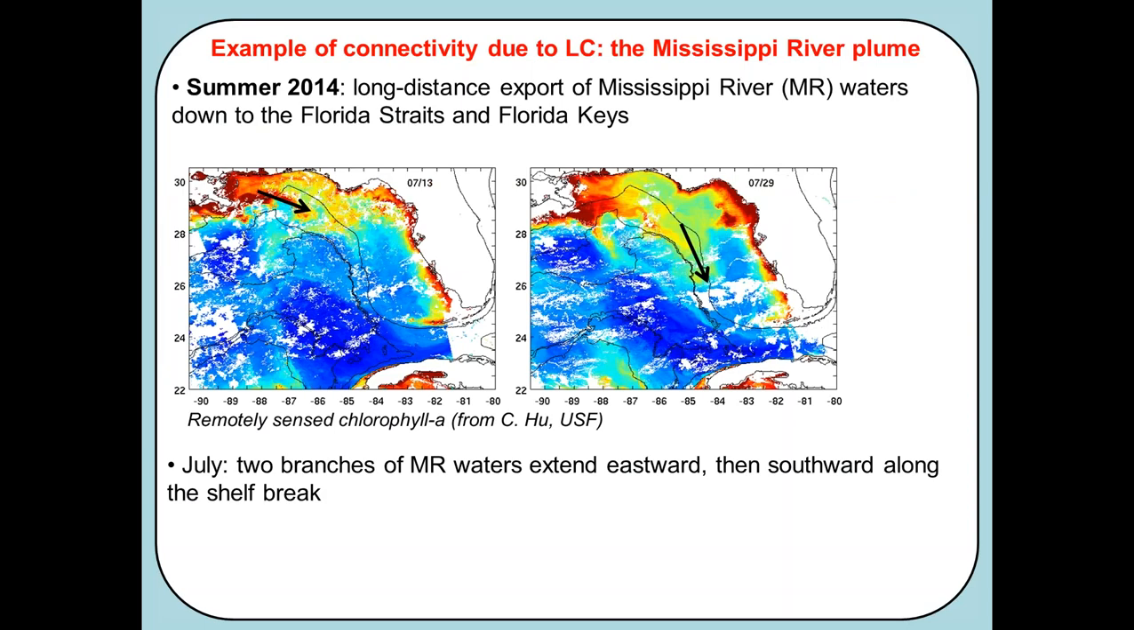So the first example is an example of distant connectivity between the Mississippi Delta and the Florida Straits. It happened in summer 2014. And we see here ocean color imagery. Initially in July 2014, there were two branches of high chlorophyll waters originating from the Mississippi River that extended eastward and then merged and extended southward along the edge of the West Florida Shelf. This pathway is a little away from the main loop current, which is here. And here we have a detached loop current eddy that is pushing waters eastward as well.